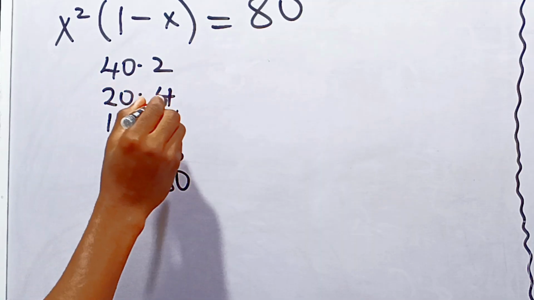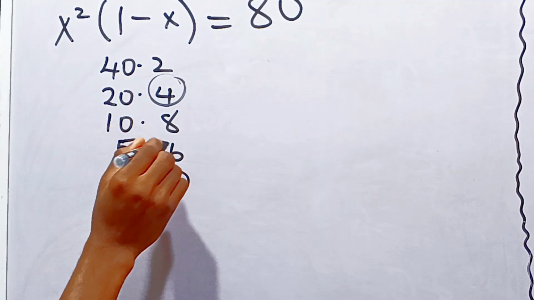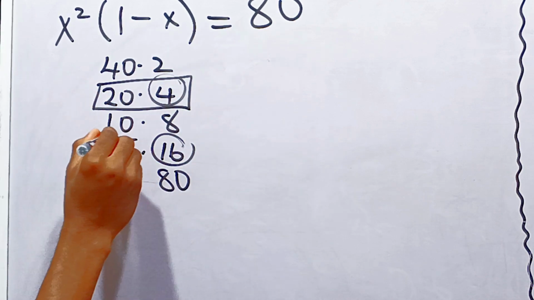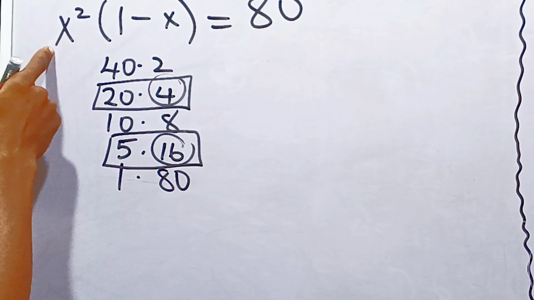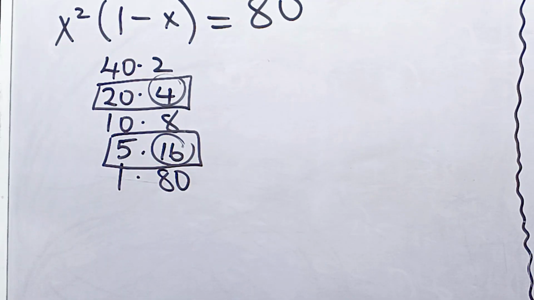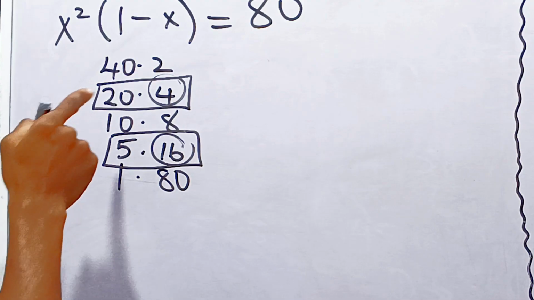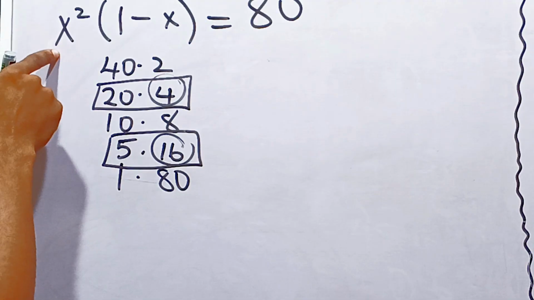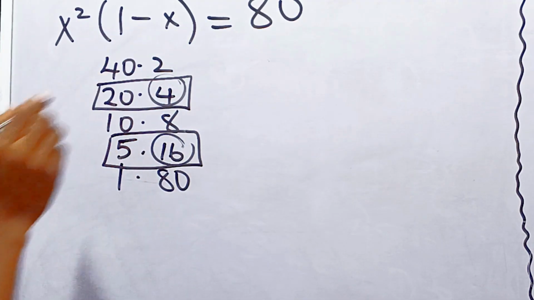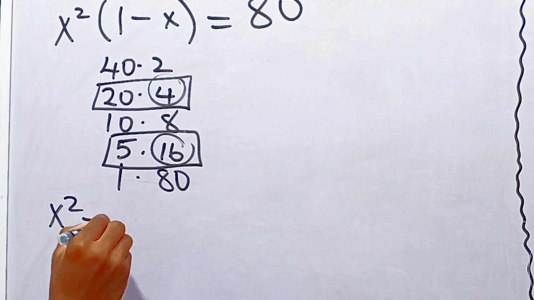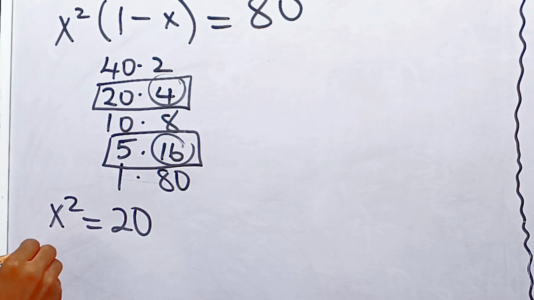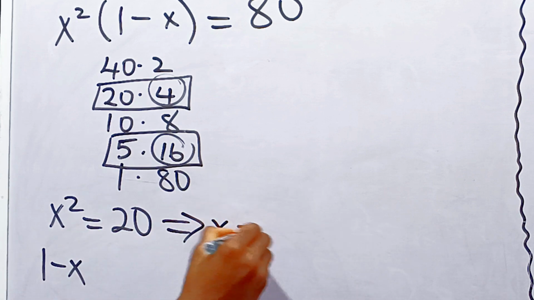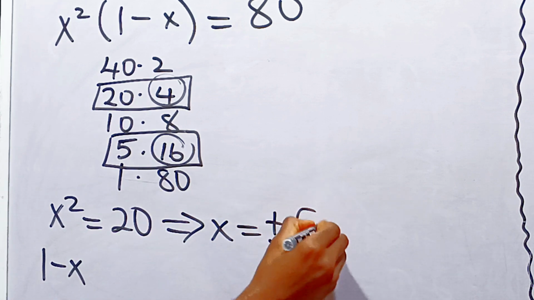The first perfect square is 4, and the second perfect square is 16. Now we're going to test for 20 and 4, and for 5 and 16. Substituting, check if we will get 80. Now for 4, x squared should be 20 and here should be 4. So we have that our x squared is equal to 20. Now we're going to test for 1 minus x. If x squared is equal to 20, this implies that x is equal to plus or minus square root of 20.